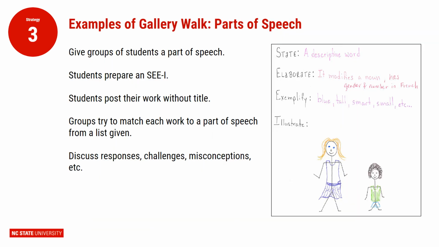Here's an example of a gallery walk in a 100-level foreign language course where the students use the CI method to consider different parts of speech. Students post their work without a label, and others match each work to the lexical category.